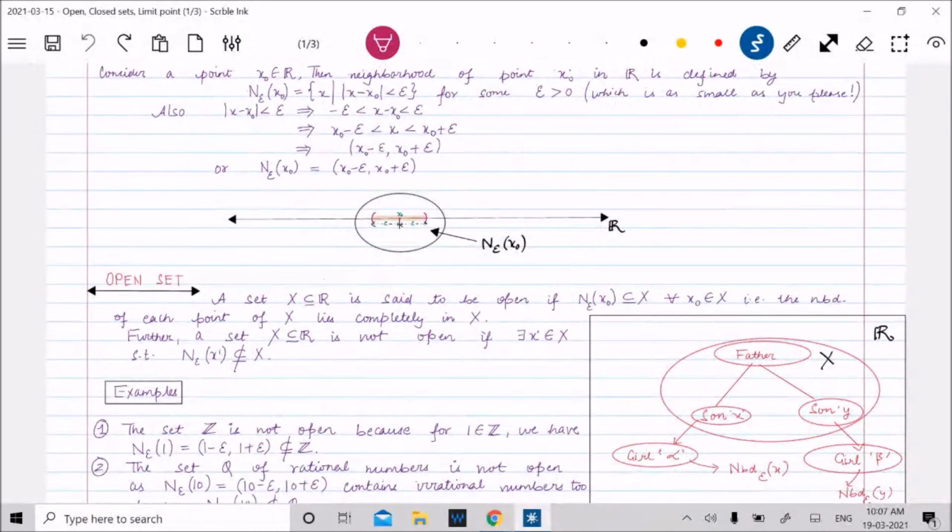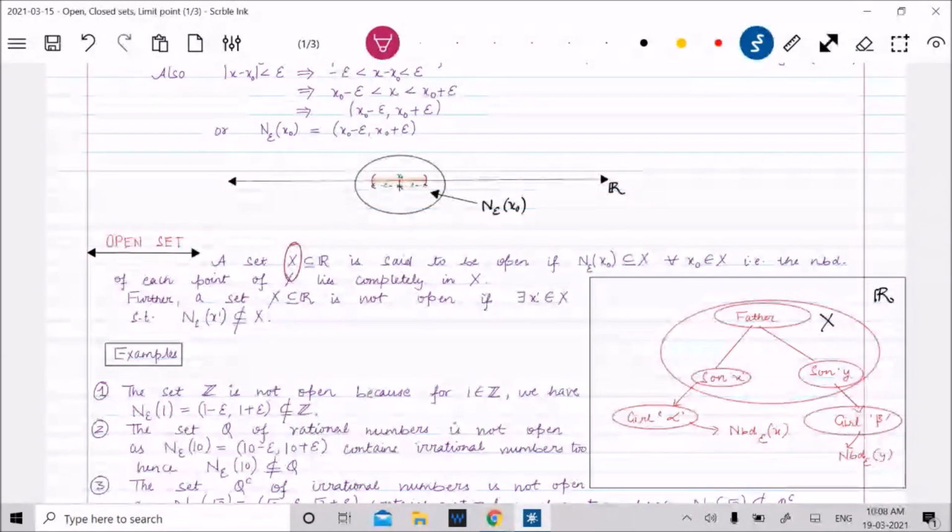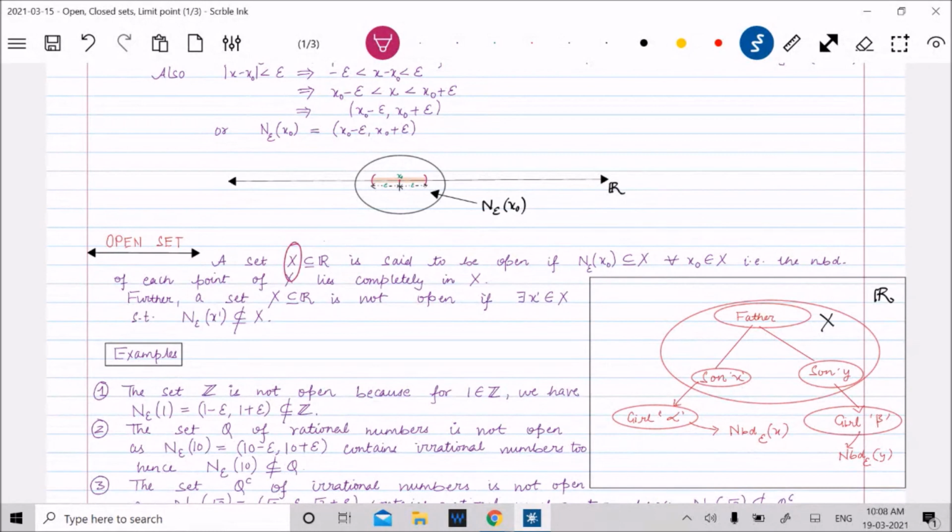Now the open set. The definition of an open set: if you choose a set capital X, which is a subset of R, then it is said to be open if every neighborhood of each point of that set X is contained in X. It is not that some point of the set capital X has a neighborhood which doesn't fall inside capital X. Every neighborhood of any point of this set should fall within capital X. This is the requirement, and if it happens, then we say that the set X is open.